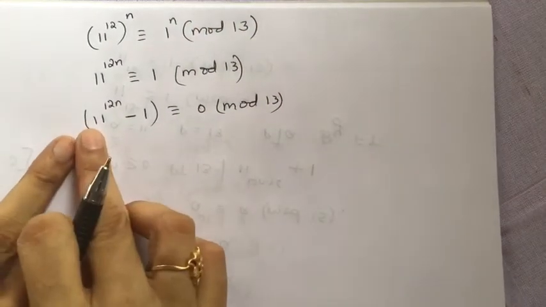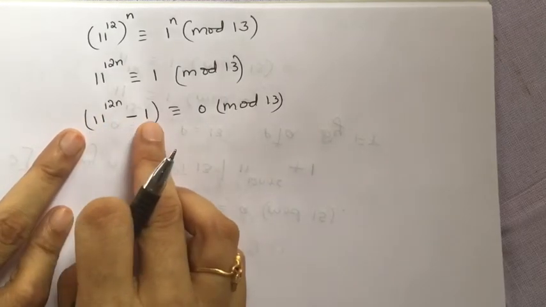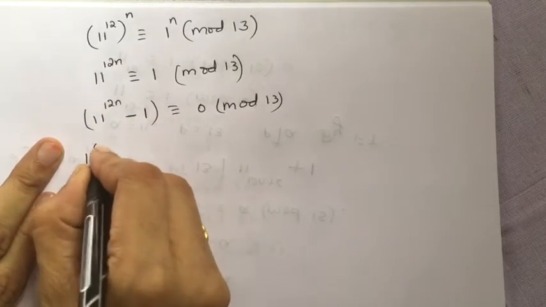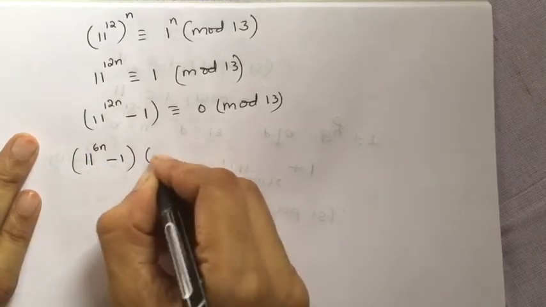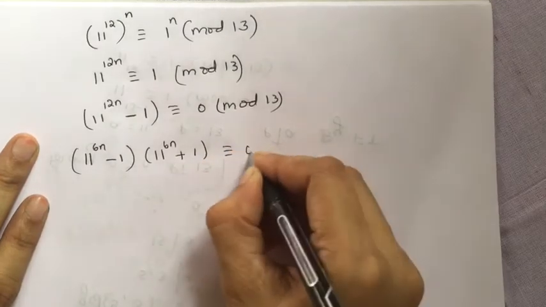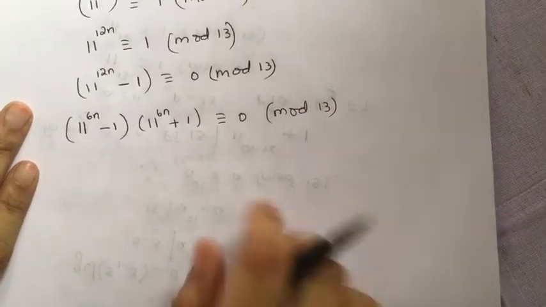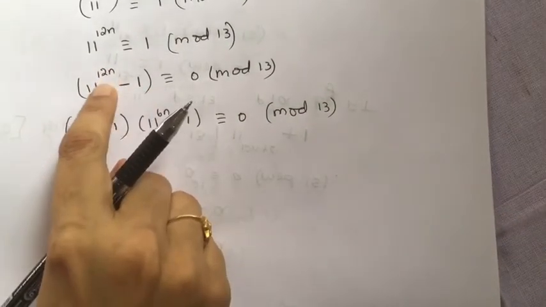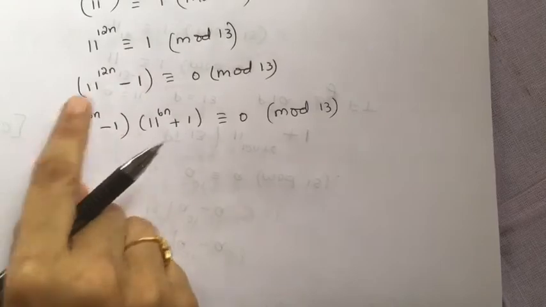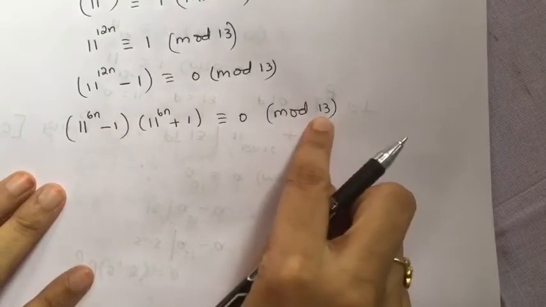Now this, right, I can apply a square minus b square for this. Okay. I can split it as 11 power 6n minus 1 into 11 power 6n plus 1, which is congruent to 0 mod 13. I hope you understood. A square minus b square. A square I am writing as 11 power 6n to the power 2, 1 power 2. So a is 11 power 6n.